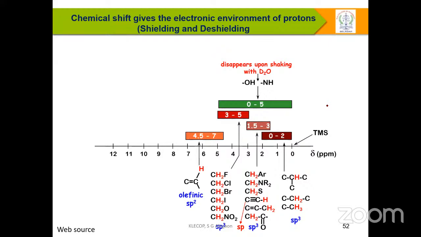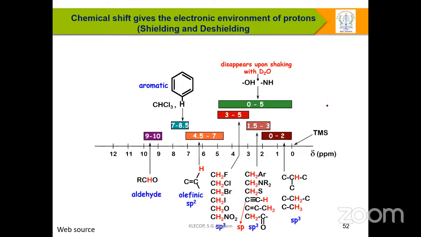But olefinic protons, like alkene H, have sp2 character. Hydrogen is present above or below the carbon double bond, and that is what leads to deshielding. It can go up to 4.5 to 7 ppm delta and more. Everybody knows aromatic protons appear somewhere between 7 to 8.5 ppm, along with chloroform, which is the very normal, common solvent used in NMR for solid samples.